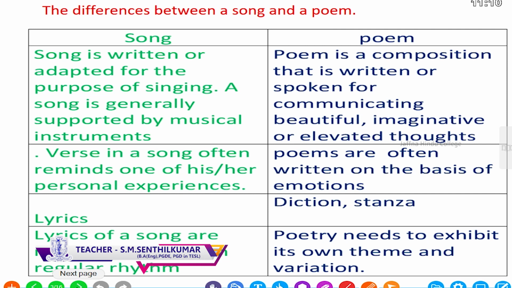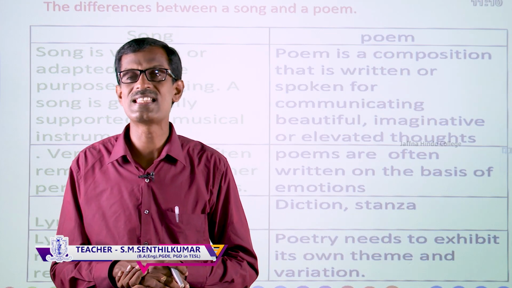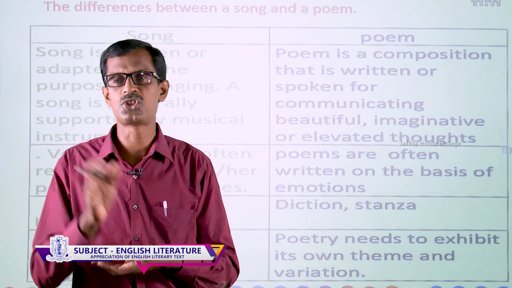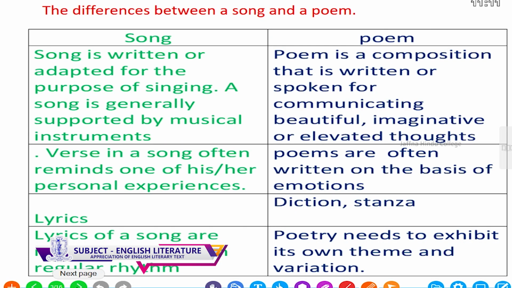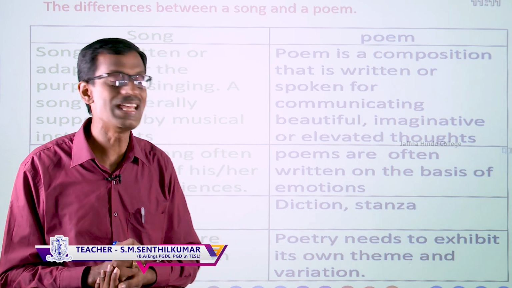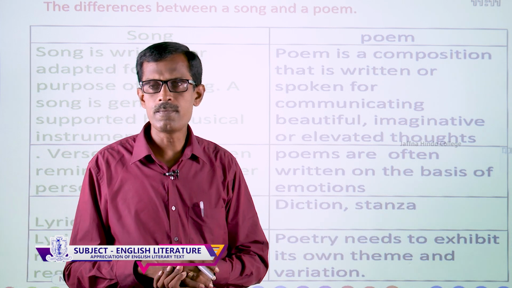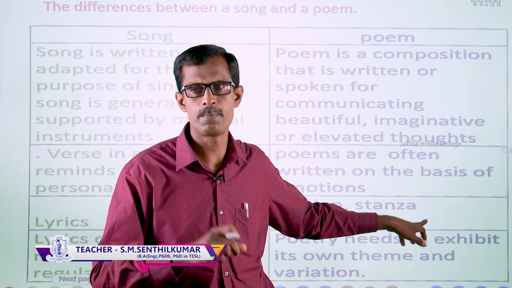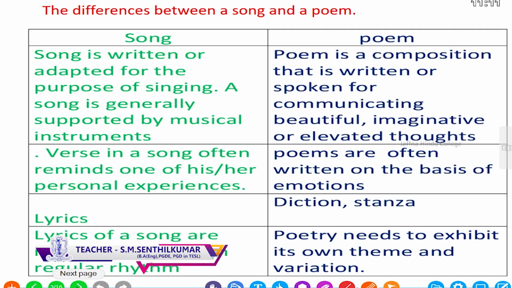Second, the lines of songs are called verses, which often remind one of personal experience. The theme of a song is a personal experience. Poems are often written on the basis of emotions. The lines of songs we call lyrics. In a poem, we call them lines; the word is called diction, and the paragraph is called a stanza.